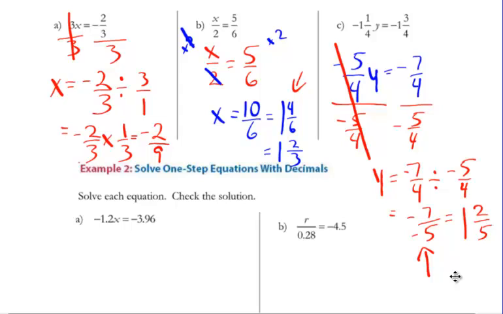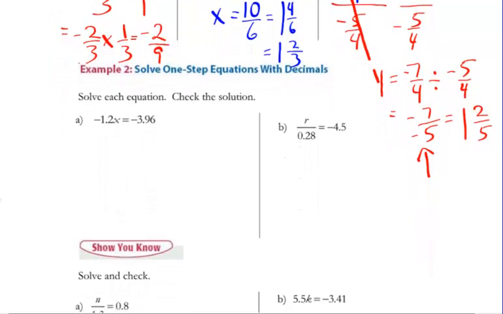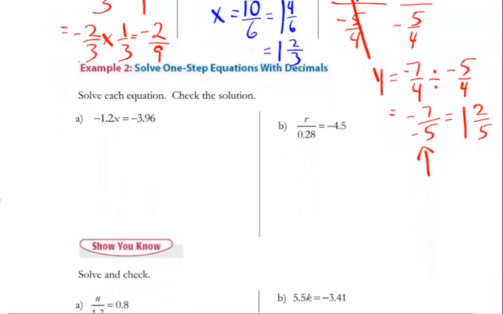All right, next questions. Now we're going to add some decimals. Don't be too afraid. It's not that much more difficult than the whole numbers. How do we solve it? Well, we look, and now the numerical coefficient is a decimal. It's negative 1.2. So we're just going to divide by negative 1.2. And that's going to happen to both sides.